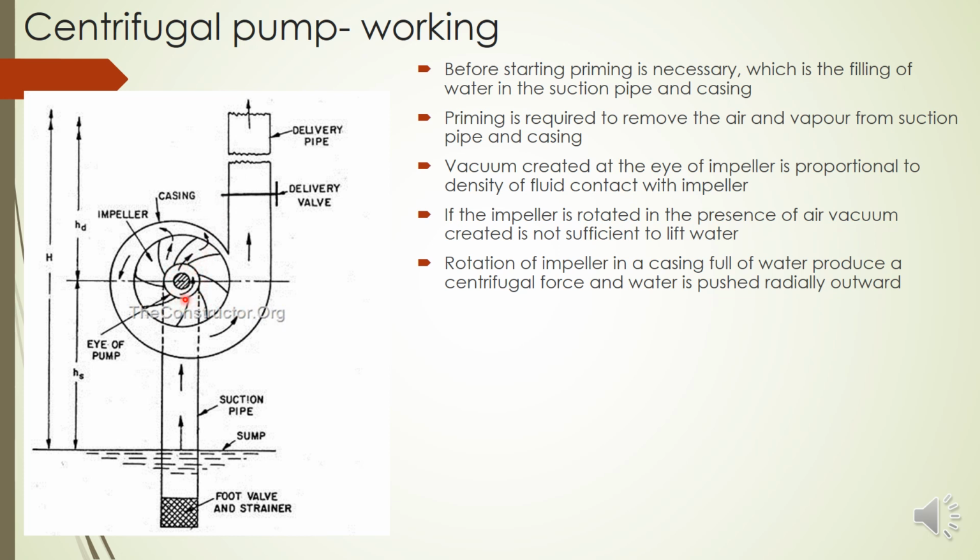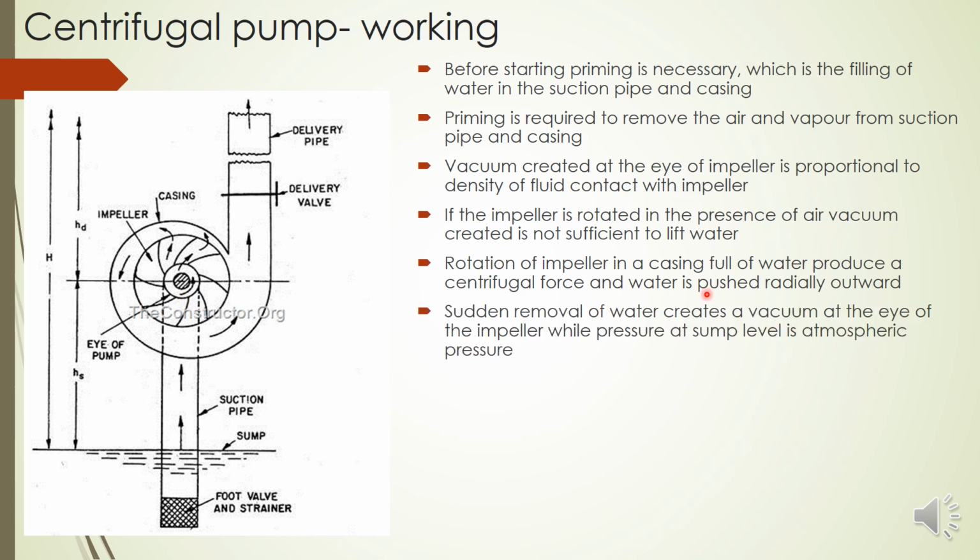Initially we have water here, and suddenly it is removed from here, which creates a vacuum. So that is how the vacuum is created. The sudden removal of water from the eye of the impeller creates a vacuum. Here we have atmospheric pressure and here we have vacuum pressure, so the water gets lifted through the suction pipe. Similar to the reciprocating pump, here also we are creating vacuum, but the principle is different. There we create vacuum by the piston movement. Here we create vacuum by the centrifugal force and removal of water.